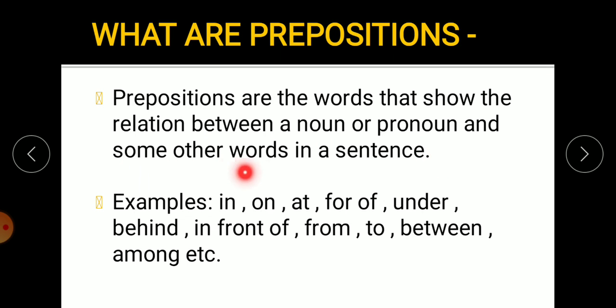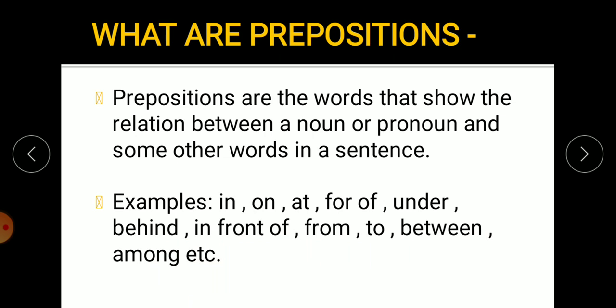Now, what are these other words in a sentence? These other words can be a verb, an adjective, or an adverb. So, whatever words are present in a sentence, there must be some relationship with that noun that is present there. Examples: in, on, at, for, of, under, behind, in front of, from, to, between, among, etc.